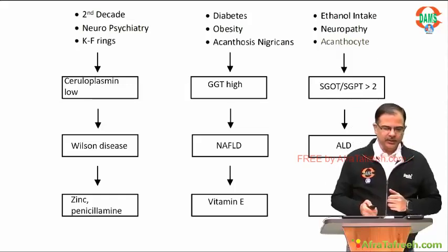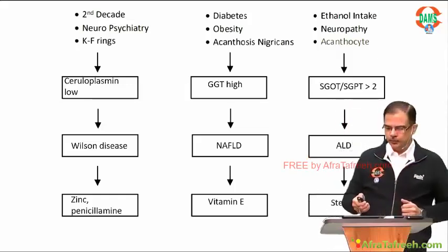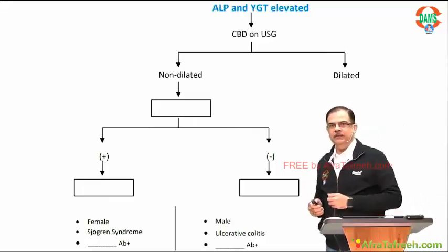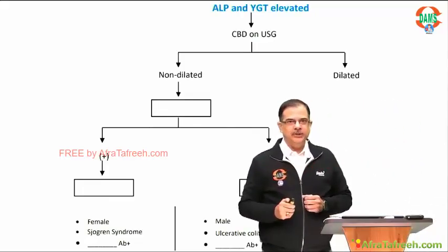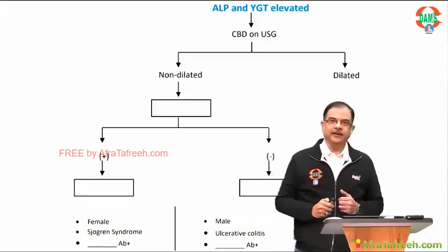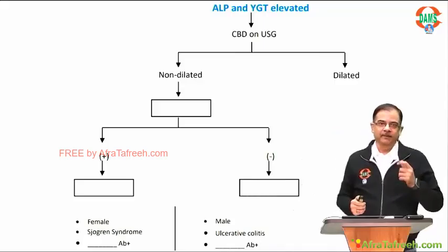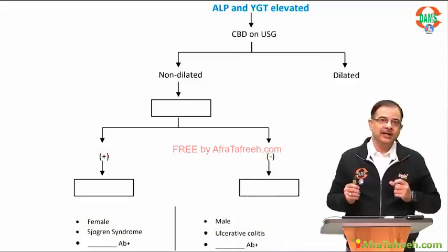That is a case of obstructive jaundice. So this patient comes to you, ALP and gamma GT are elevated. So our next step will be, we should go for a non-invasive test.